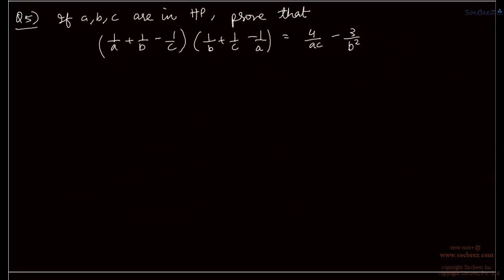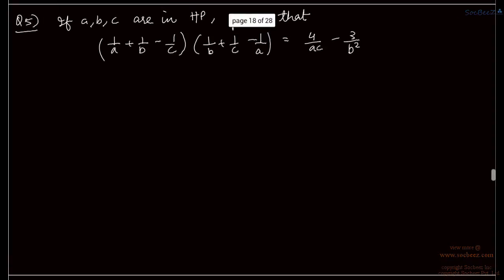The next one. If a, b, c are in harmonic progression, prove that (1 by a plus 1 by b minus 1 by c) into (1 by b plus 1 by c minus 1 by a) is equal to 4 by ac minus 3 by b squared. How do we do this? First of all, we write down the most important expression of a harmonic progression, which is nothing but 2 by b is equal to 1 by a plus 1 by c. If you know the first and third term, then you can always express the middle term in terms of them in this way.